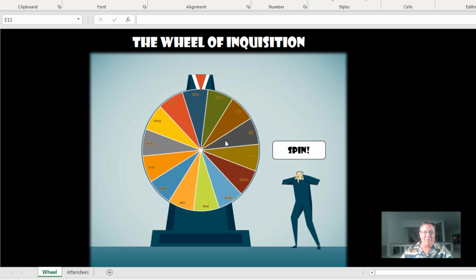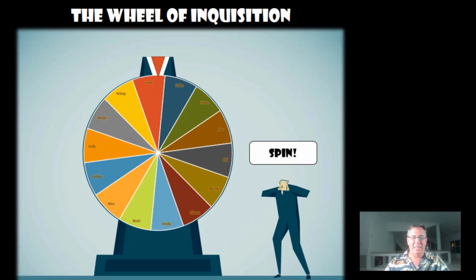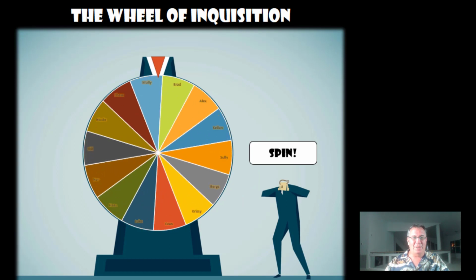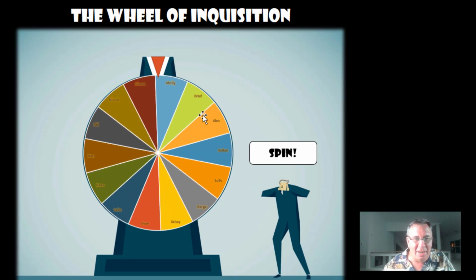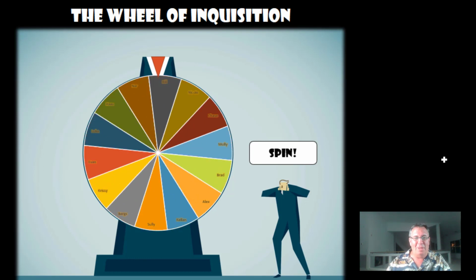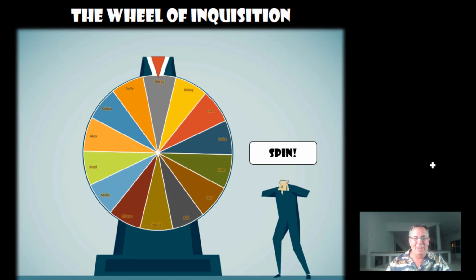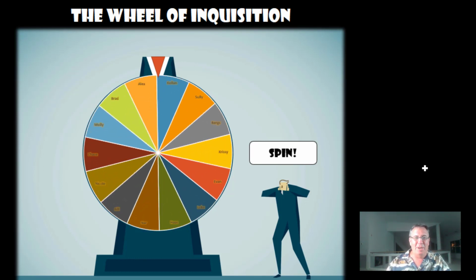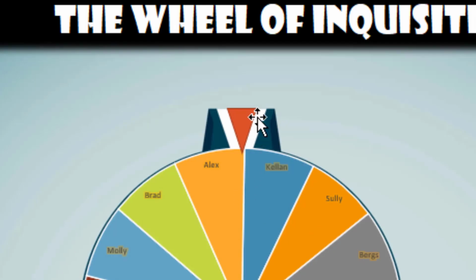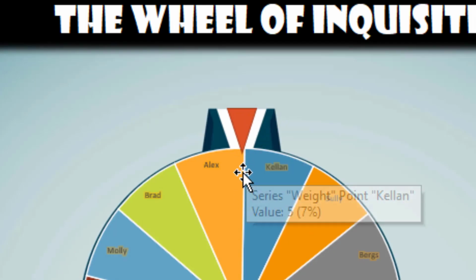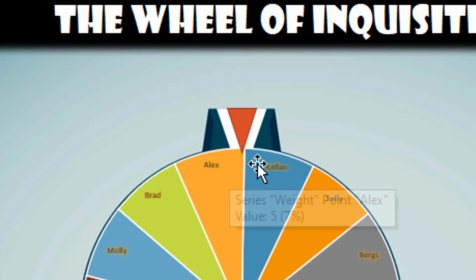Rob adds a graphic here, and instead of the spinny arrow, he makes the whole wheel turn. This is a pie chart, and he's changing the angle of the first slice. So we click spin, and the wheel starts off spinning, and there Molly is the lucky or unlucky winner, depending on what Rob is using this for. There, Alex, and boy, it was really close, almost on the line, but you can see, thanks to the pointer there, you can tell Alex versus Kellen.